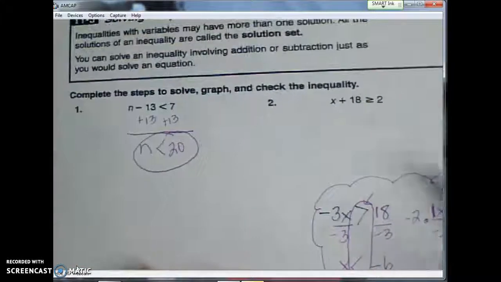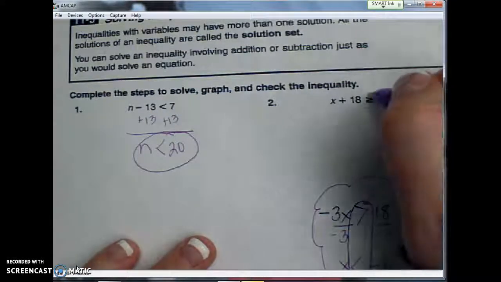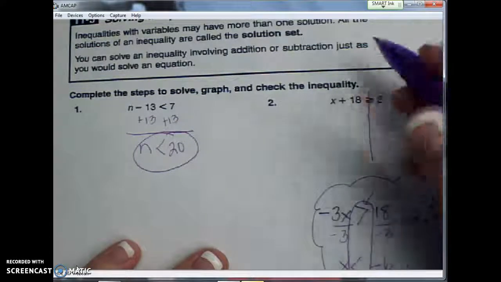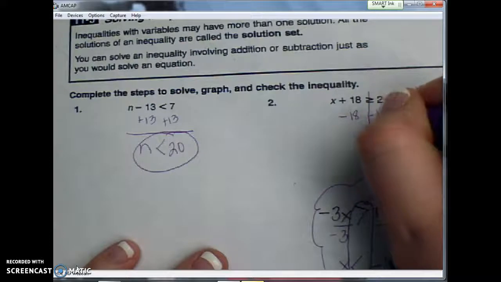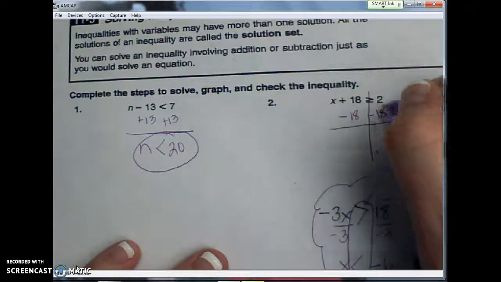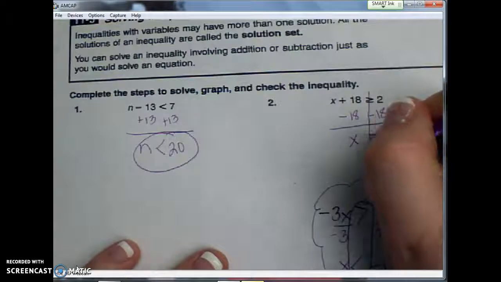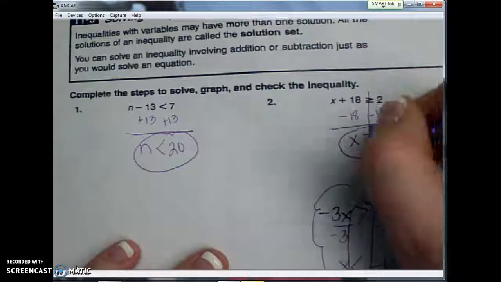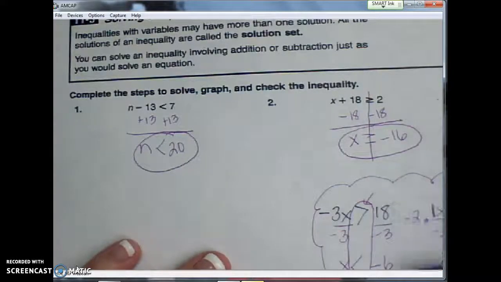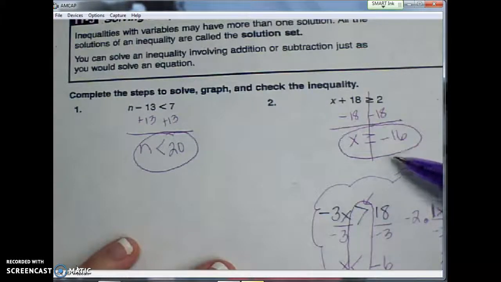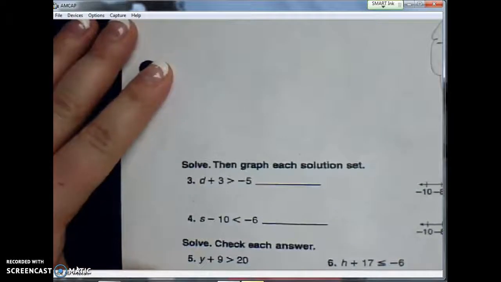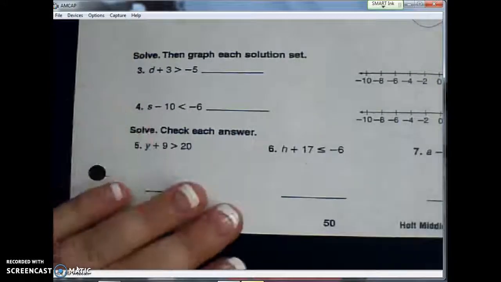x plus 18 is greater than or equal to 2. And if you want to, you can still draw that line down. That's fine. To undo adding 18, I'm going to subtract 18. Because I'm subtracting 18, I have x is greater than or equal to 2 minus 18, which is negative 16. Remember that flipping the sign over only applies if you're multiplying or dividing by a negative to both sides, not when I'm subtracting. That sign stays the same. Only multiplying and dividing that applies. So we're going to solve, then graph the inequality set.